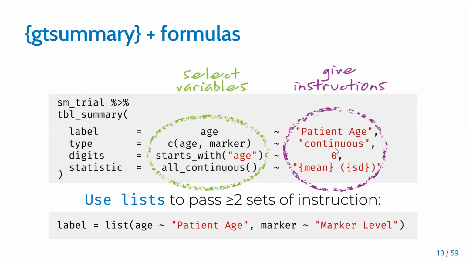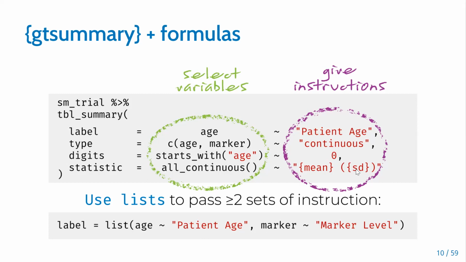And then there are some selectors that are built into gtsummary. So all_continuous, all_categorical, all_dichotomous are the most common examples that you'll see. We'll review one other one when we get a little bit further along as well. So here, instead of using the default statistic of median and interquartile range, I'm saying I want all of my continuous variables to be the mean and the standard deviation.